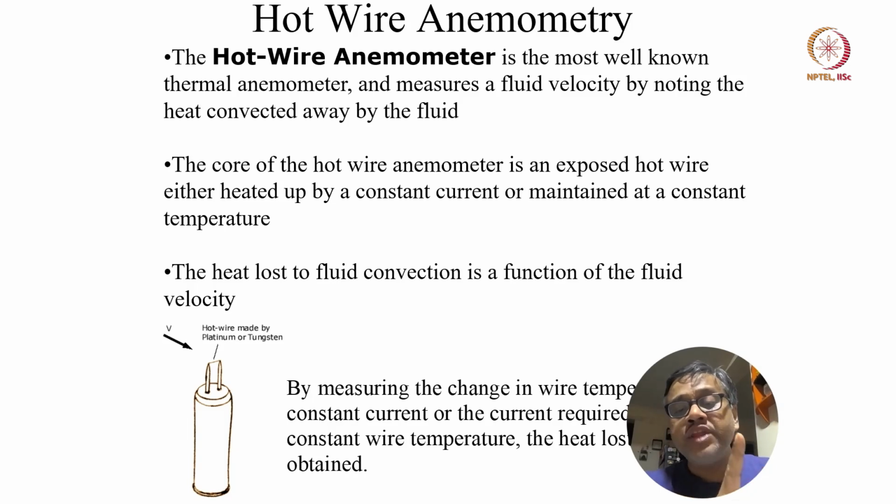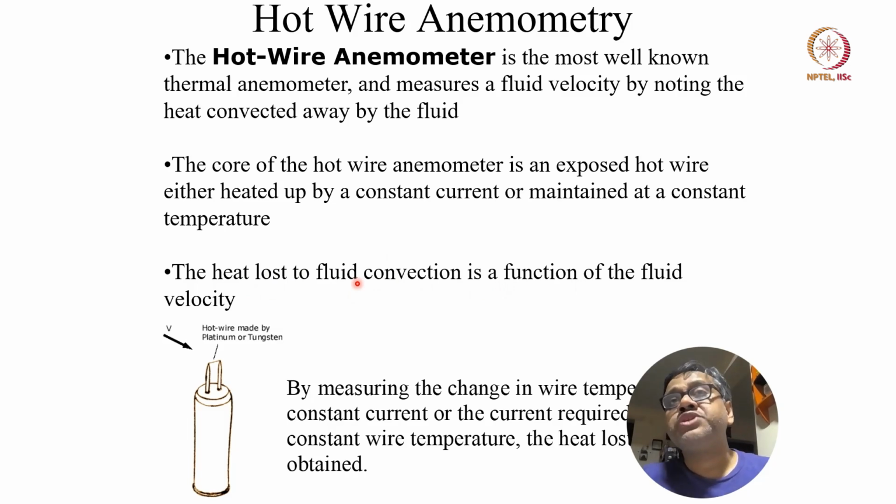So what is the core of an anemometer? The core of a hot wire anemometer is an exposed hot wire that you see right around there, which is either heated up by a constant current or maintained at a constant temperature. The heat that is lost to the fluid by convection is a function of the fluid velocity.